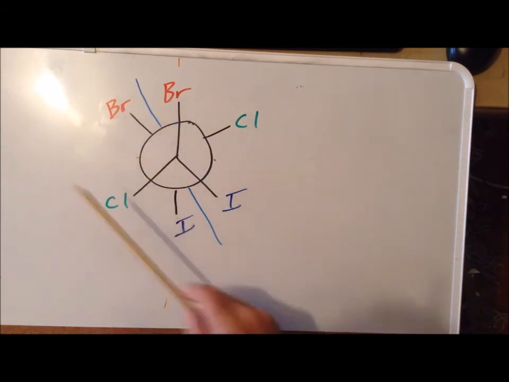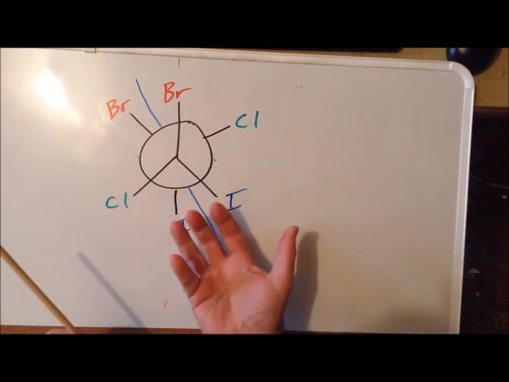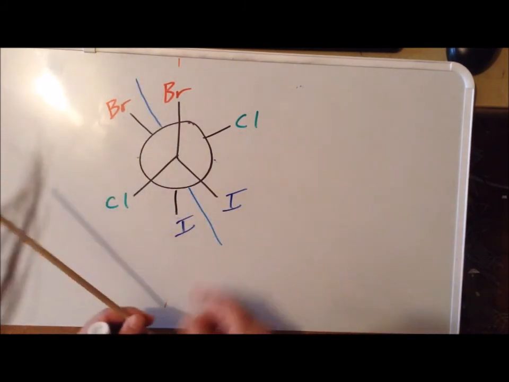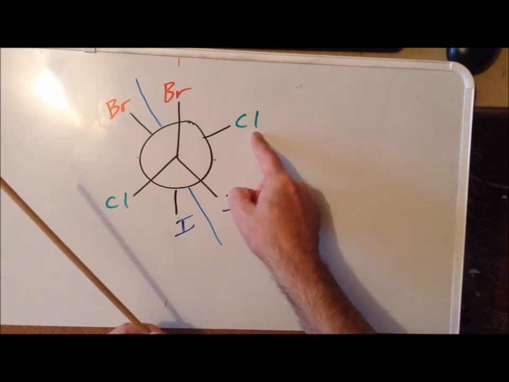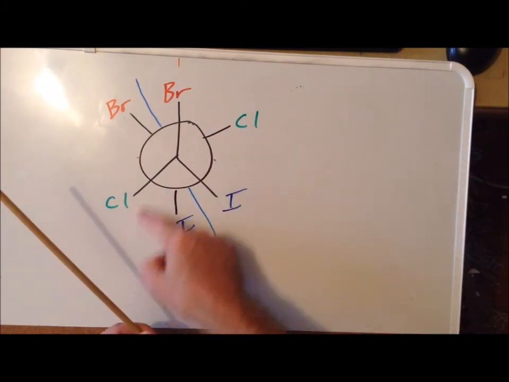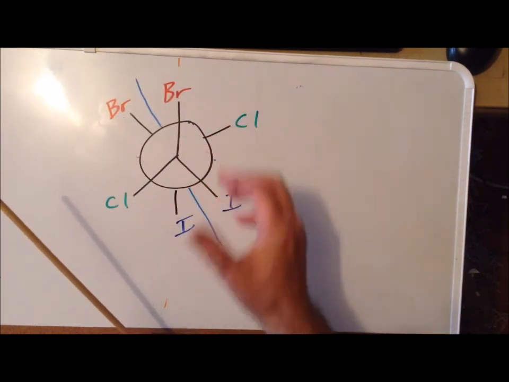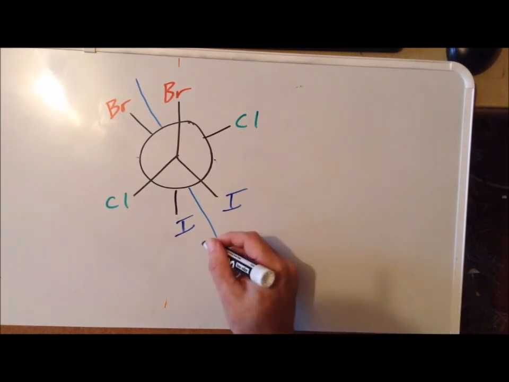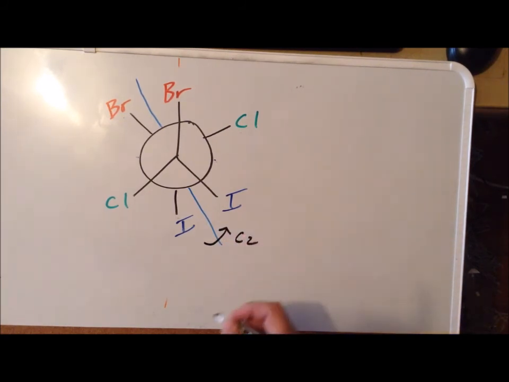And we notice that if I do a C2 about that axis, it would take the iodine in front to the iodine behind. It would take this chlorine behind to a chlorine in front, and would take the bromine in front to the bromine behind. So the chlorines would swap, the bromines would swap, and the iodines would swap, which shows us that we really do have a C2 axis, a C2 rotation about this axis. And other than the identity, this is the only symmetry operation of our molecule.